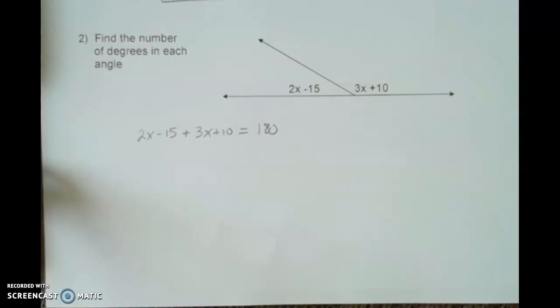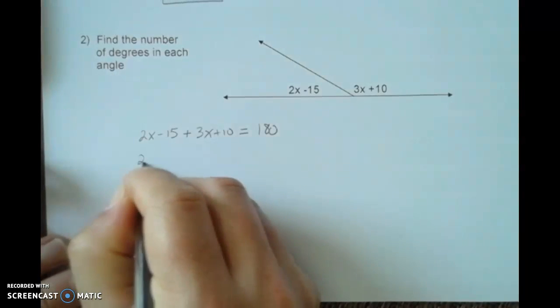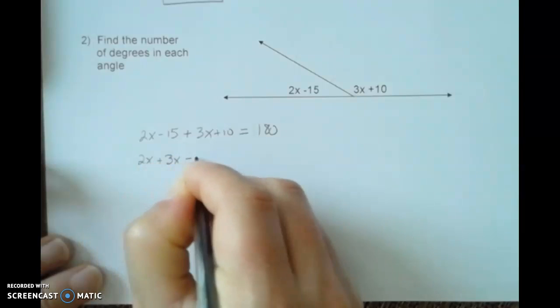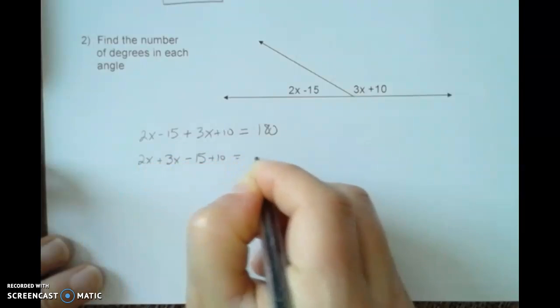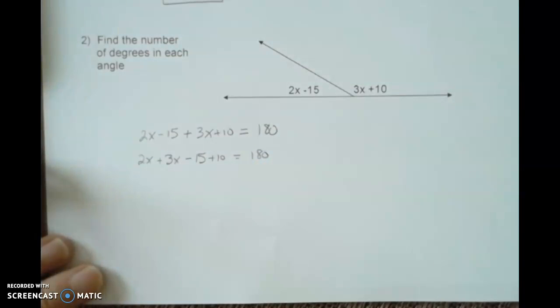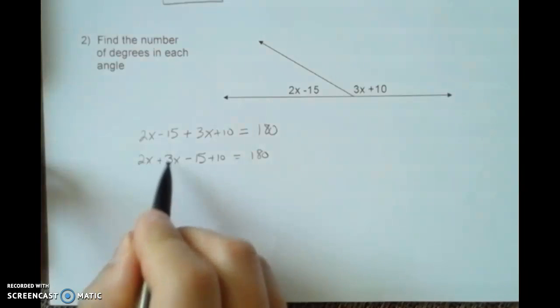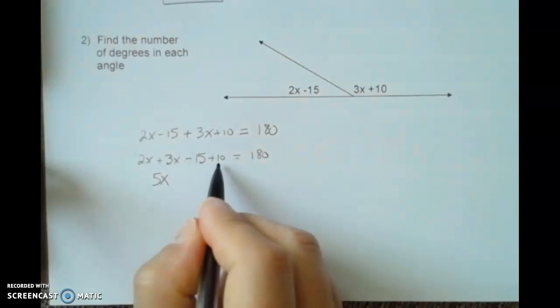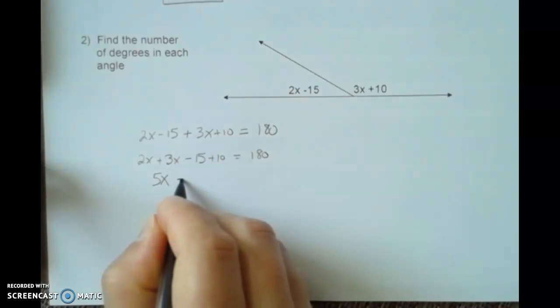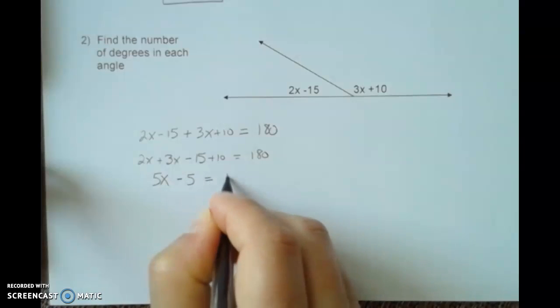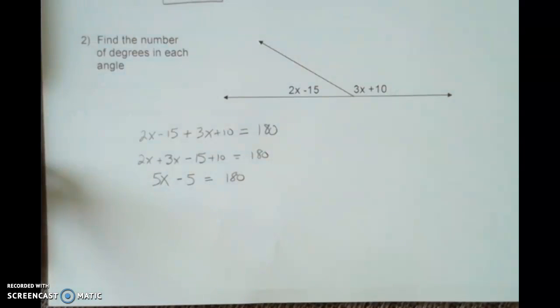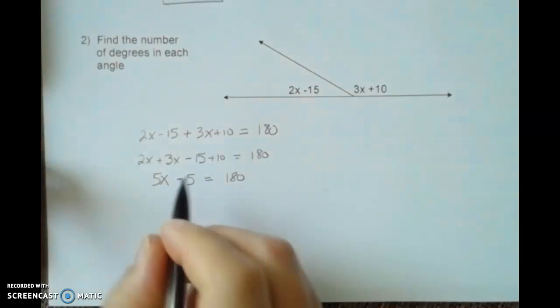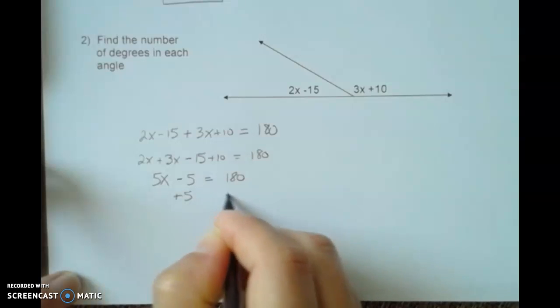I'm just going to rearrange my terms so that my similar terms are together. 2x plus 3x minus 15 plus 10 equals 180. Now I'll combine my similar terms to create a two-step equation. 2x plus 3x makes 5x. Negative 15 plus 10 is negative 5, so minus 5 equals 180. 5x minus 5 equals 180. There's your two-step equation. Let's get 5x all alone by adding 5 this time to each side.